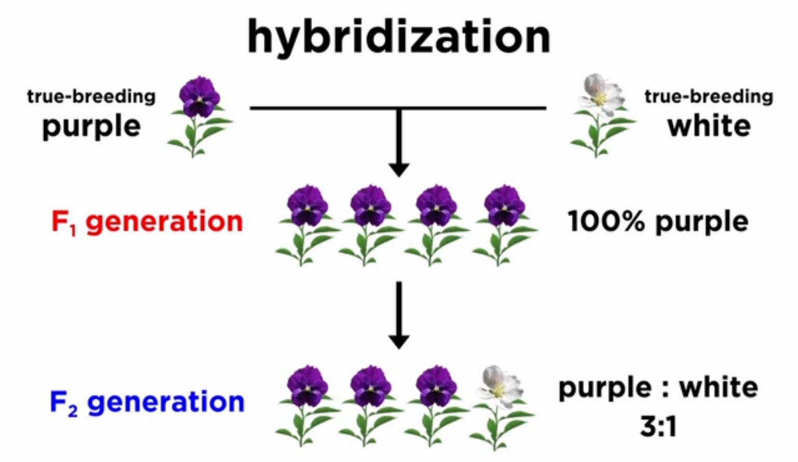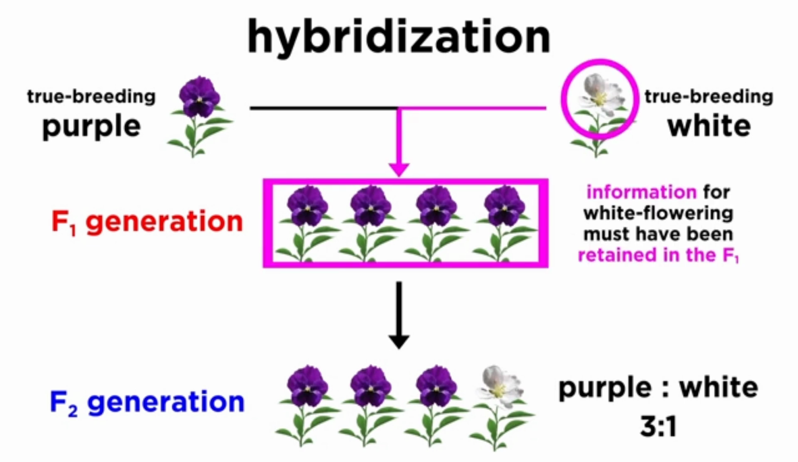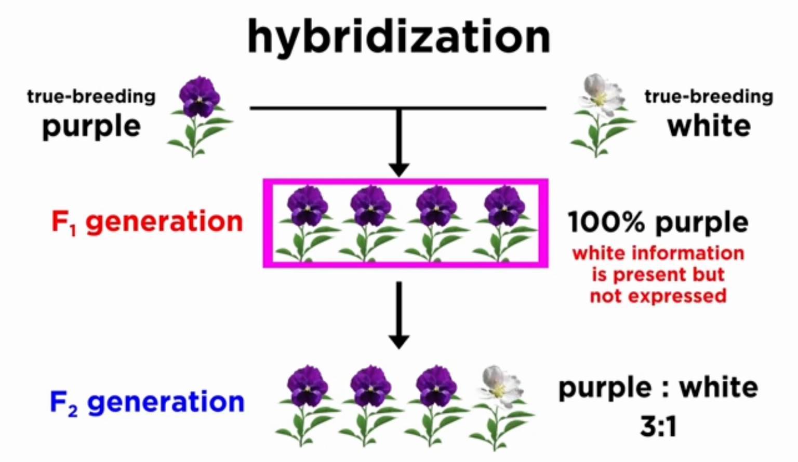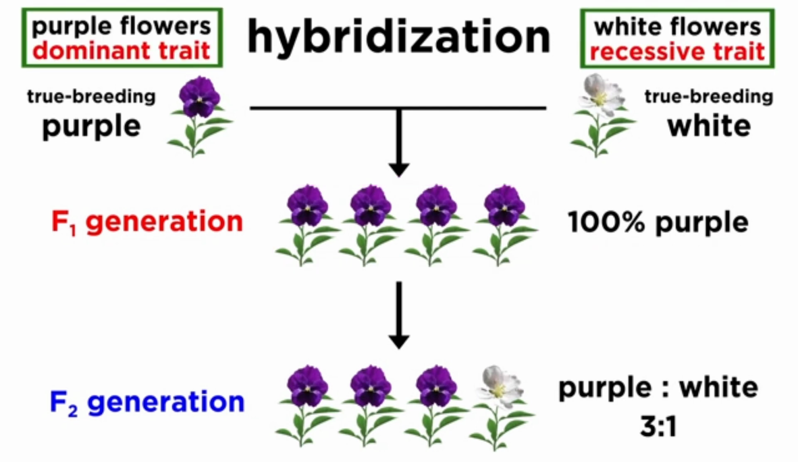This strongly supports what we now refer to as the gene theory, because it means that somewhere in the F1 plants there must have been some kind of information pertaining to white flowers that was not lost and was expressed later with the F2 plants. This white flowering gene must simply have been hidden or silenced in the F1 plants. We can therefore refer to purple flowers as the dominant trait and white flowers as the recessive trait.